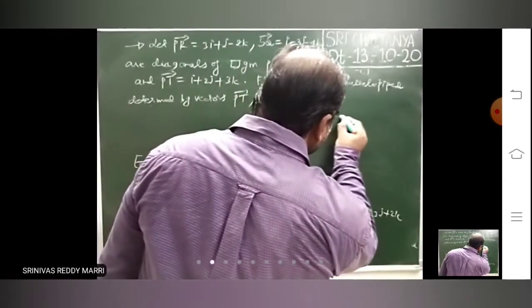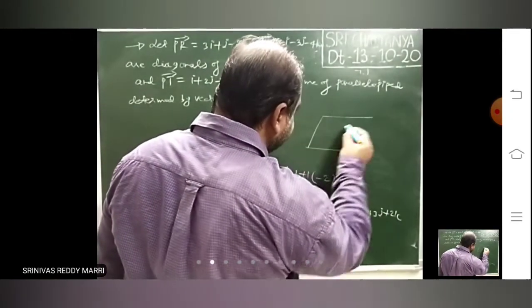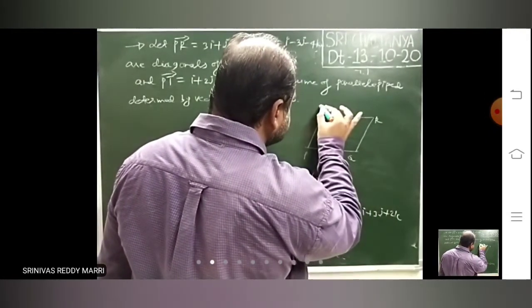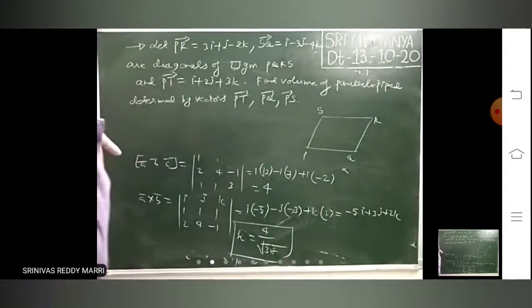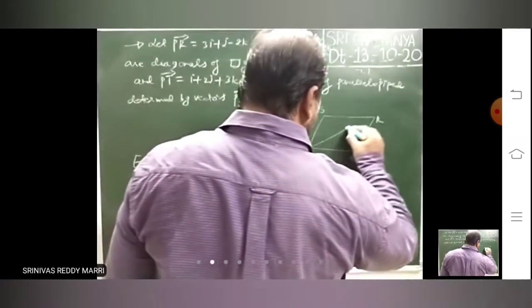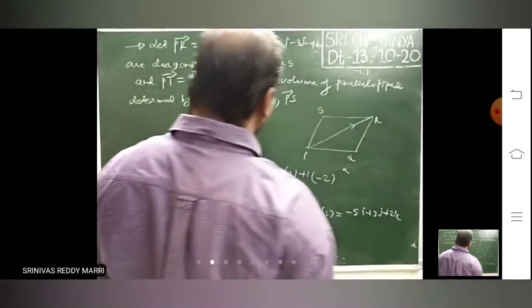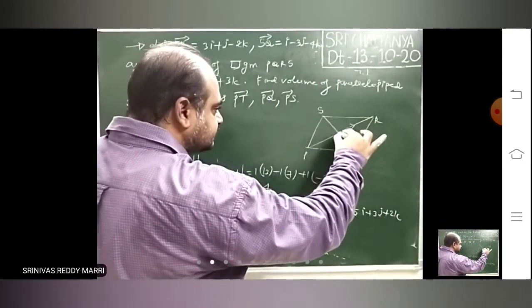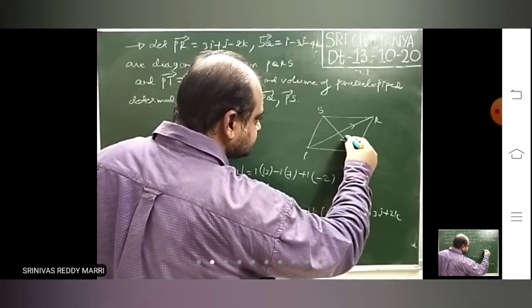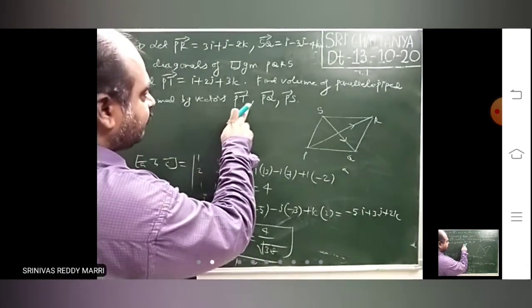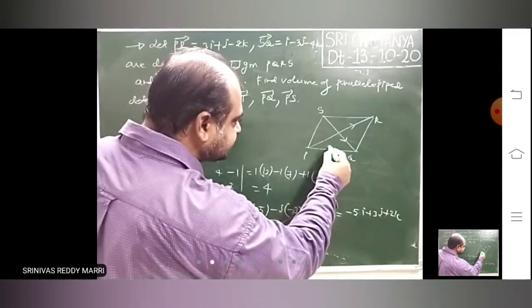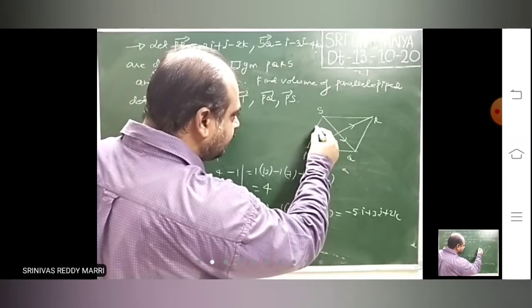What is the information given? Look at. There is a parallelogram like this. So therefore, PR bar is one diagonal given. And SQ bar is given like this. So now for our parallelepiped, PQ bar and PS bar are two coterminous edges. First, let us find out what is PQ bar and what is PS bar.